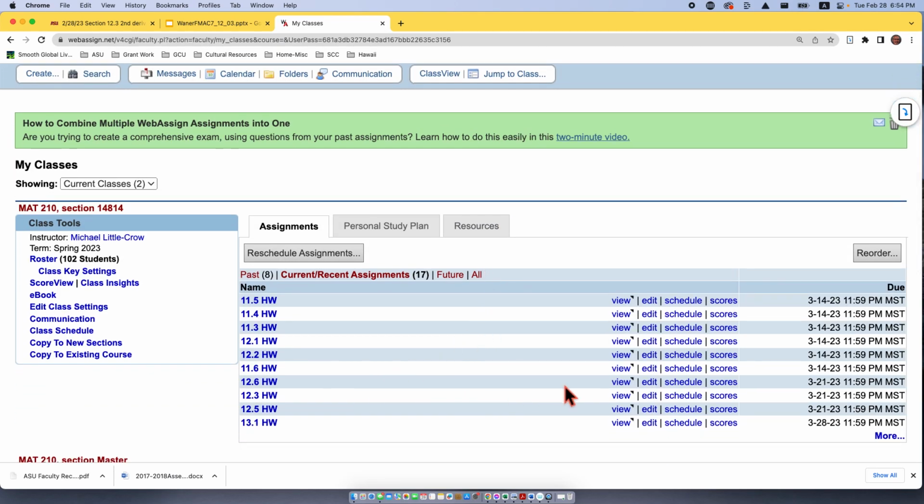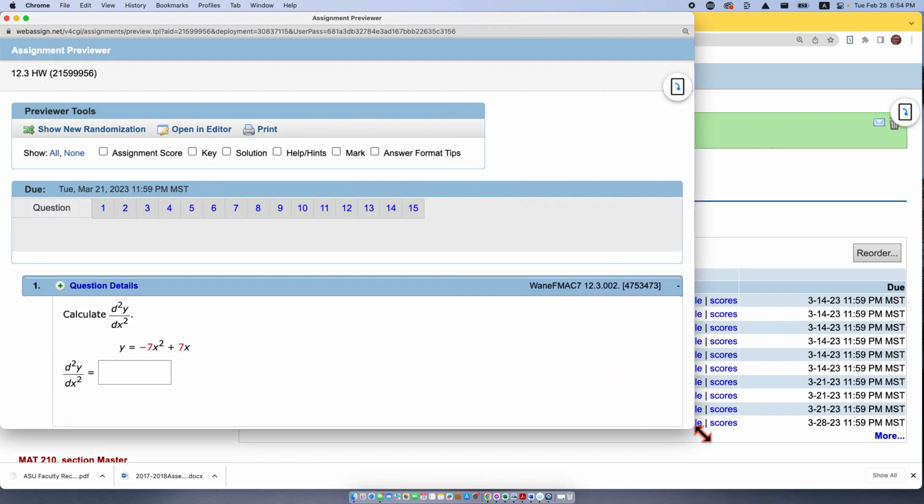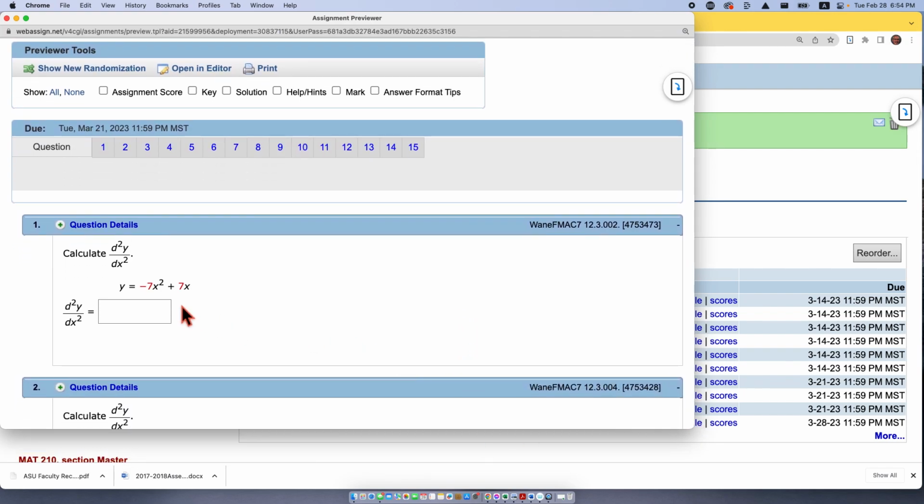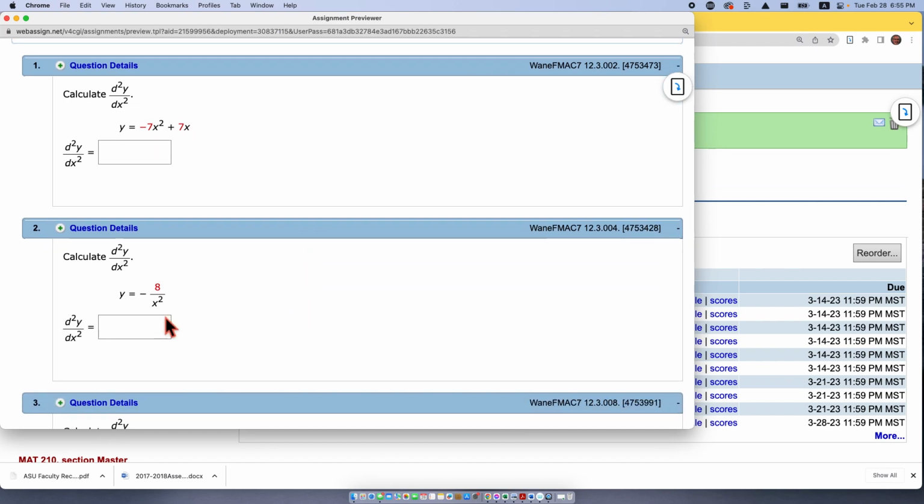So 12.3, I think there's 15, okay. So a few of them, they're going to give you a function and then they want the second derivative. You just have to remember you have to take the derivative twice. Take the derivative and then take the derivative of the derivative, put it in here, and you'll be fine. And again, you'll get slightly different numbers here. Again, what I would do here, rewrite this as x to the minus 2.